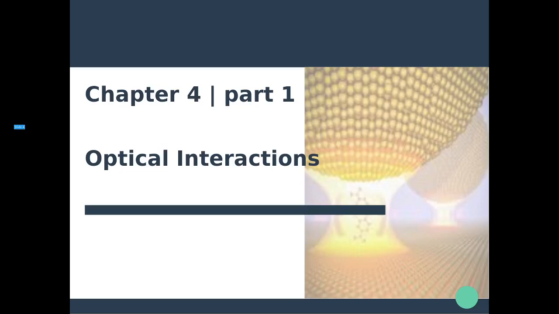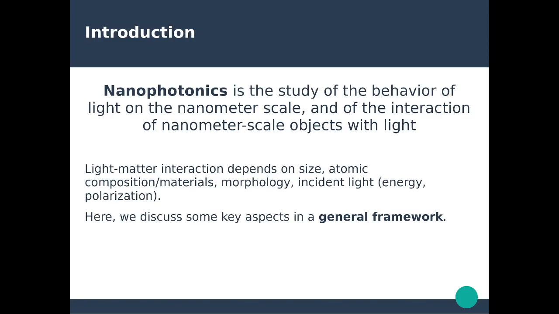Today we're going to be discussing optical interactions. Optical interactions are important in nanophotonics since nanophotonics deals with light-matter interaction at the nanoscale. This light-matter interaction depends strongly on the size of your object or system, as well as its material or atomic composition, the morphology, and also the incident light configuration, whether it's the energy of the incoming optical excitation, the polarization, or the wave vector.